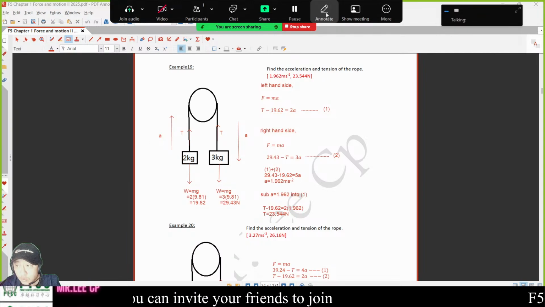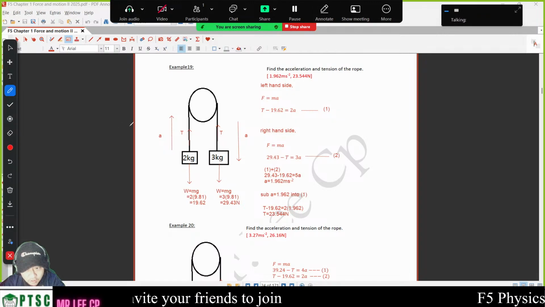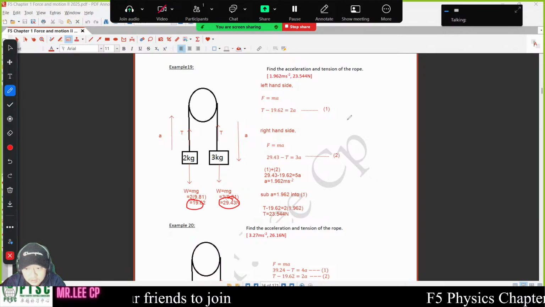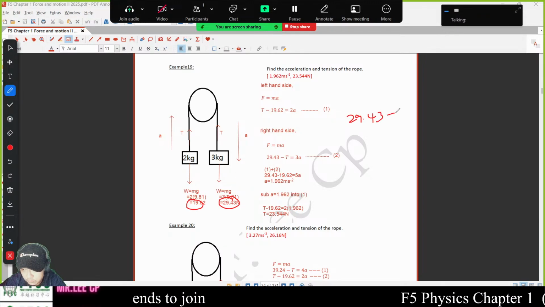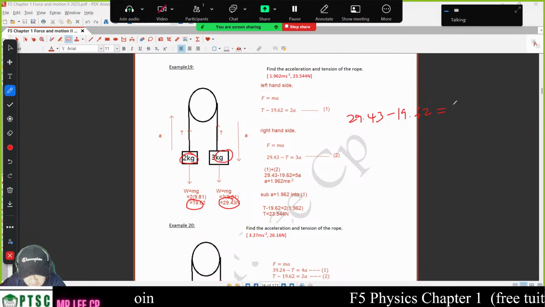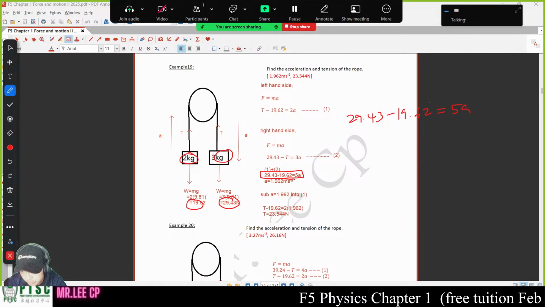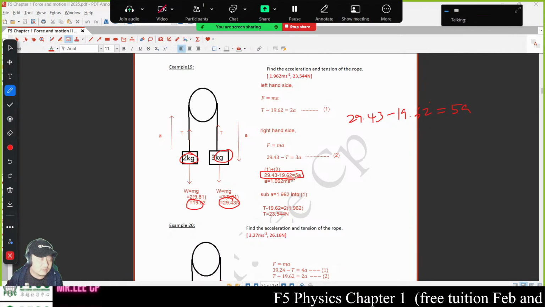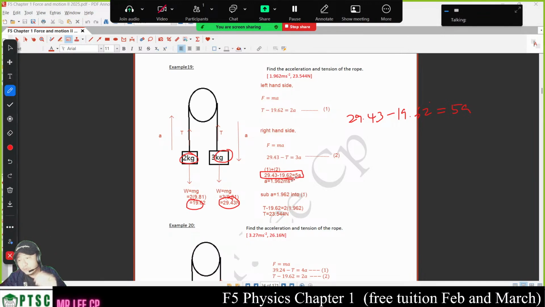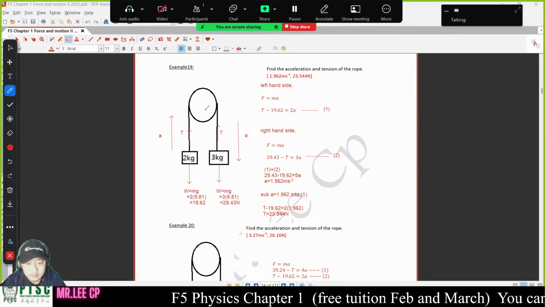If you want to do it fast and they are asking you about the acceleration only, you can use bigger minus smaller: 29.43 minus 19.62 is equal to the total mass, 5A. If you want to find T, no matter what, you still need to write the equation out.